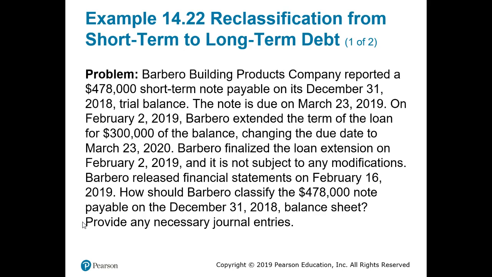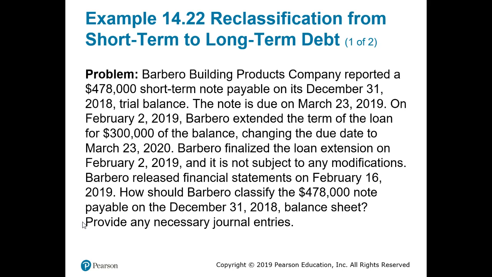So now we're going from short-term debt to long-term. Okay, so we've got Barbero Buildings. They have a short-term note payable, $478, and it's going to be due in the next operating cycle or period. So it is considered short-term.